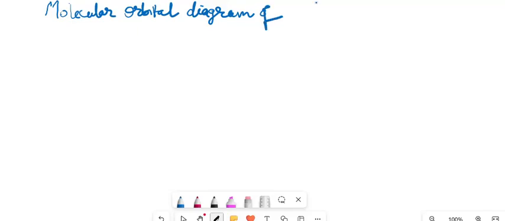Diagram of carbon monoxide, CO. It is a heteroatomic molecule having two types of atoms, carbon and oxygen, which are forming the bond. So we will explain it on the basis of molecular orbital theory.